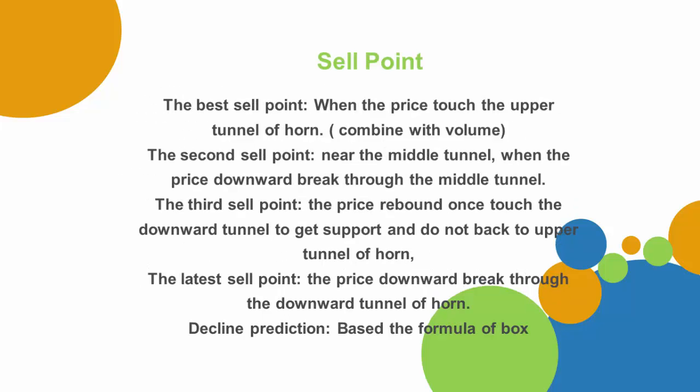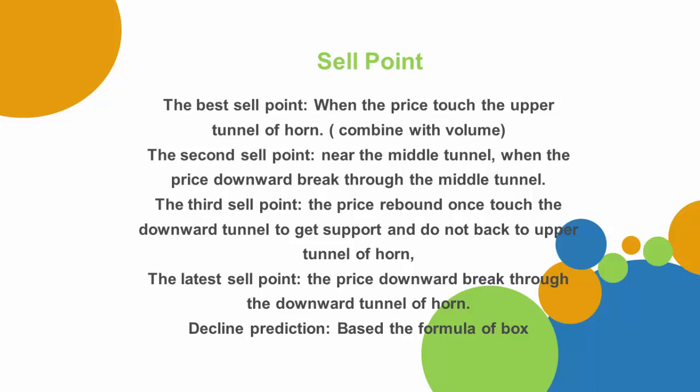Okay, then we can see sell point. The best sell point is when the price touches the upper tunnel of the horn combined with the volume. If the volume is enlarged, you should sell quickly. The second sell point is near the middle tunnel. When the price downward breaks through the middle tunnel, it is the sell point. Okay, second sell point. The next one, the third sell point.